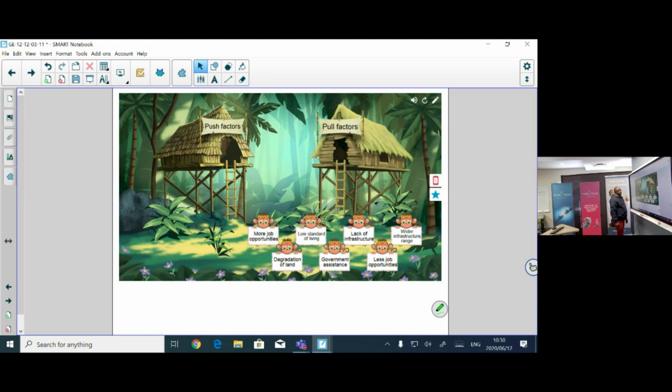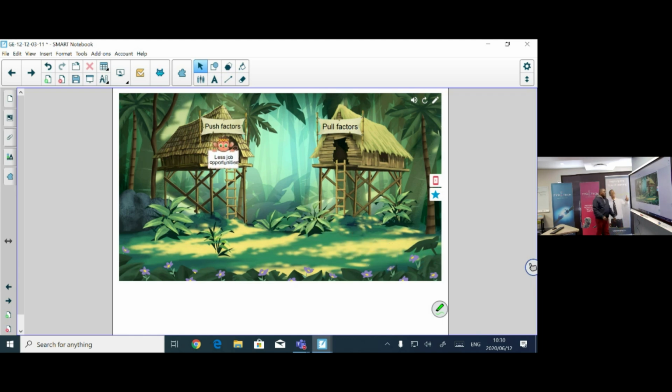So you can hear our chime there. Our chime friend is yelling, accepting our options. If we don't, then it is refusing. More job opportunities is a pull factor. Degradation of land, it is a push factor. Low standard of living, it is a push factor. Government assistance is actually a pull factor to the urban areas. Lack of infrastructure is a push factor, wider infrastructure range is a pull factor. Less job opportunities is a push factor, and we are done.